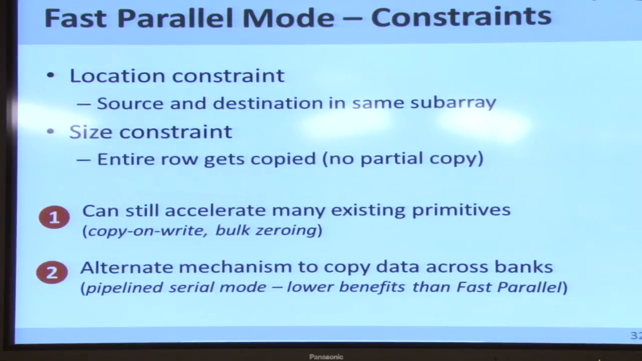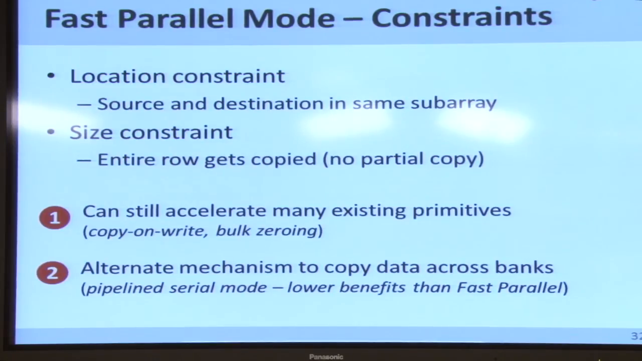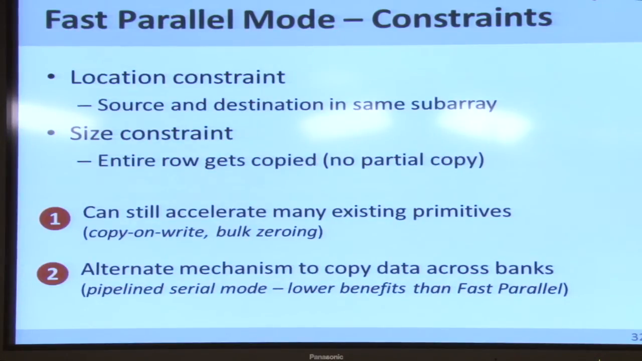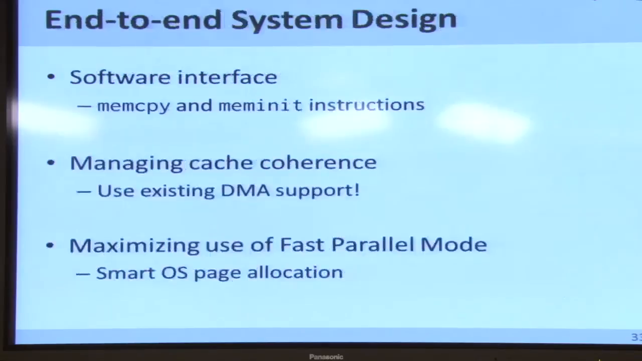So some constraints with the mechanism, I think you pointed to one of them, like the location constraint. I mean, both the source and the destination have to be within the same subarray. They have to be aligned. There's a size constraint, which is the entire row now gets copied. There is no, let me just copy this one cache line from this row to this one cache line to the other row, right? The entire row gets copied using this mechanism, right? But despite these limitations, we can accelerate some existing primitives in today's applications, like copy on write, bulk zeroing. And if you read the paper, we also describe another mechanism which can copy data across banks, right?